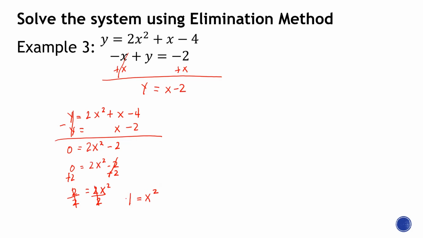And of course, we need to find the square root of both sides. And x is equal to positive negative 1, which means we have two values of x again. So that means we will also be having two values of y. So if x equals 1 and if x equals negative 1.